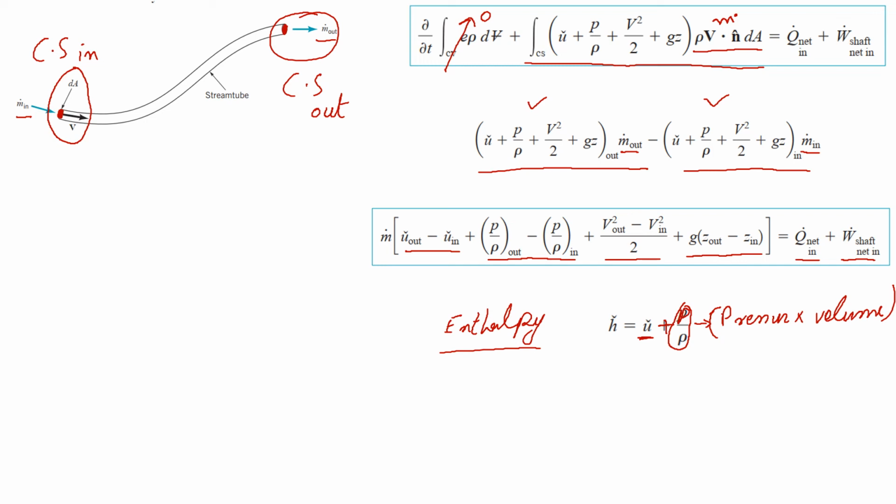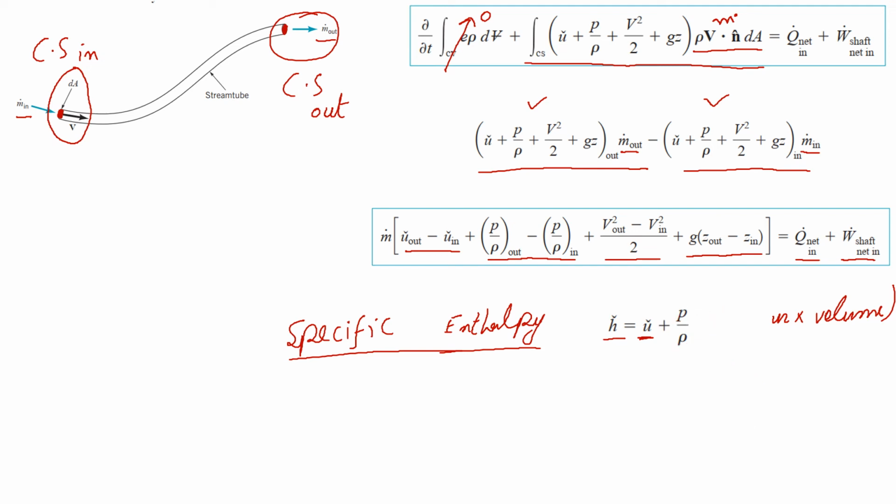So I can write this pressure over density, and density is mass per unit volume. So if we take this to the numerator, we get pressure times volume divided by mass. So what we are talking about is a specific enthalpy, because we are defining it per unit mass. So this is our specific enthalpy.